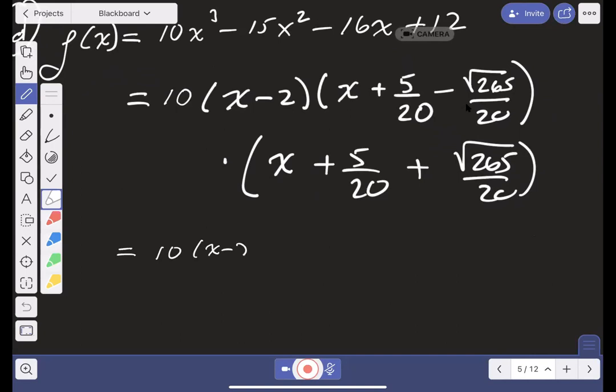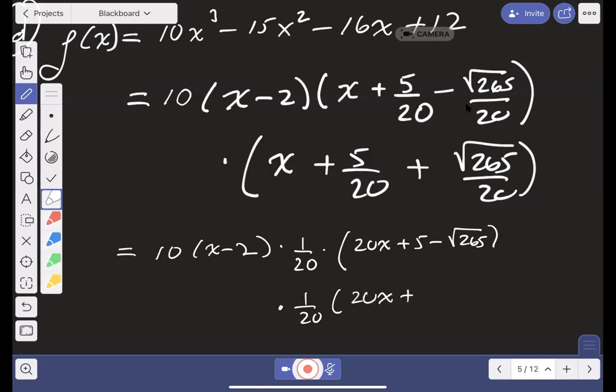x minus 2. Now, I'll be honest with you, I don't like the 20 there. I'm going to factor it out. So it's going to be 1/20 times 20x plus 5 minus the root 265. Don't be discouraged. Times, I don't like the 20 in that guy either. I'm going to factor it out. And what do you get there? Well, let's take a look. 20x plus 5 plus root 265.